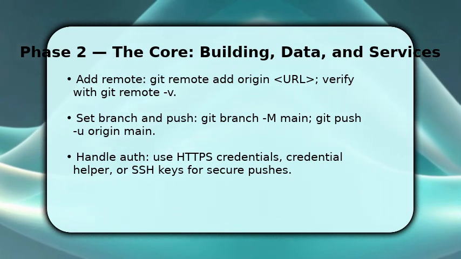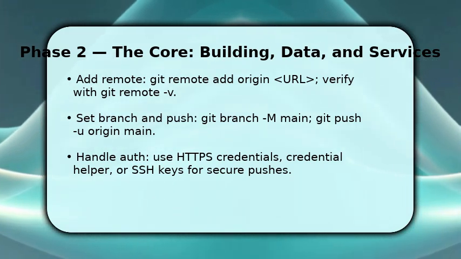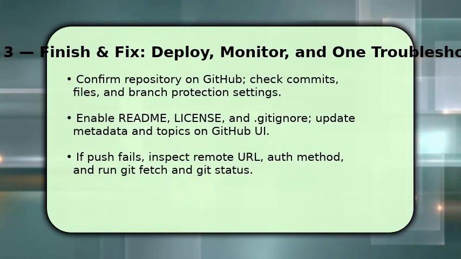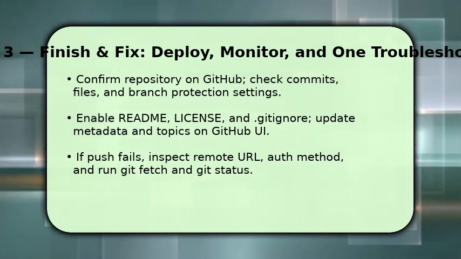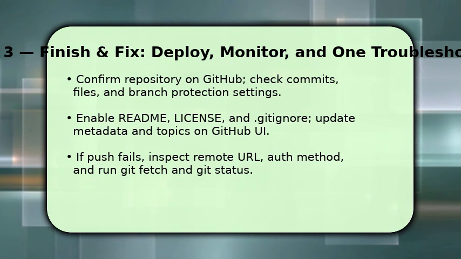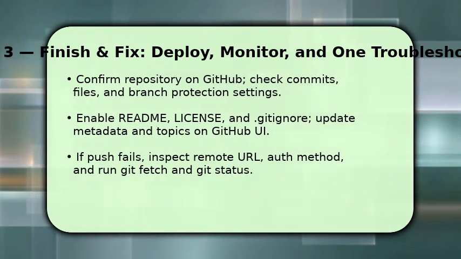Finish by validating the repo on GitHub. Look for your commits, files, and correct branch. Add or edit README, license, and .gitignore to make the project usable. Update description and topics so others can find it.